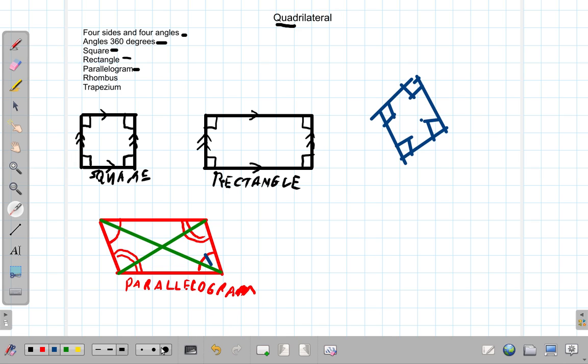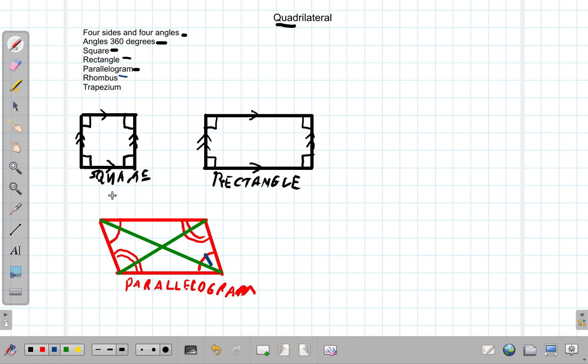It is a parallelogram. It's just that what you call a parallelogram is not necessarily a square. The rectangle is also a parallelogram. It's just that it's not necessarily a square, right?